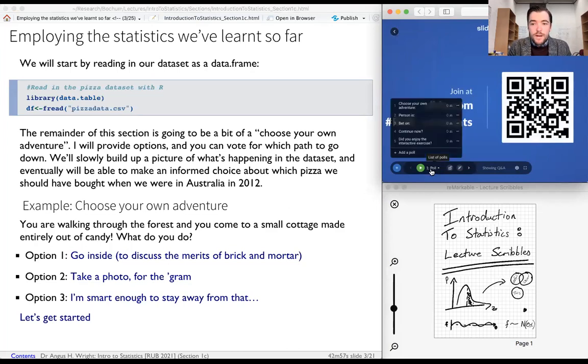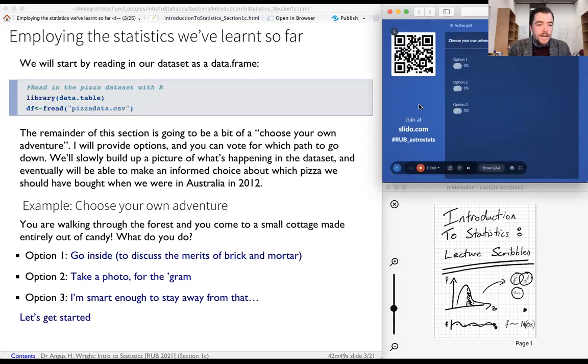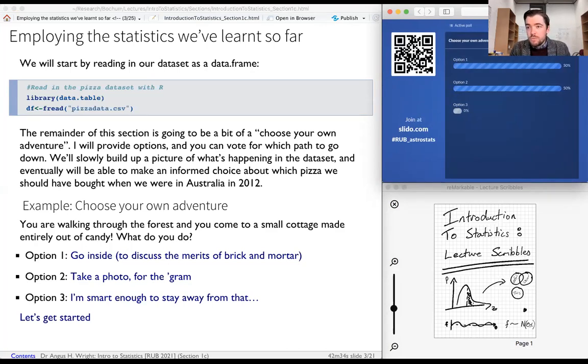Okay, so the way in which we're going to engage with this is, I've got my little poll here that I've just called Choose Your Own Adventure. The way we're going to go about this is you all have the ability to vote for an option 1, 2, or 3 at any point during the discussion. And as you vote, the options will come up and we'll essentially go with the group opinion.